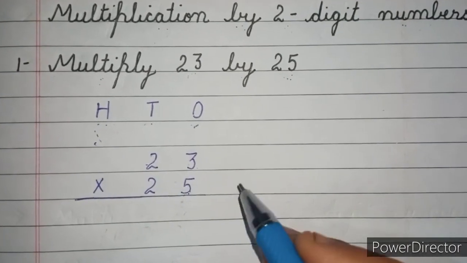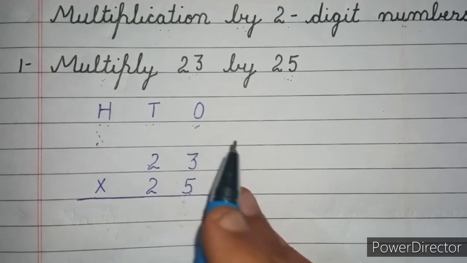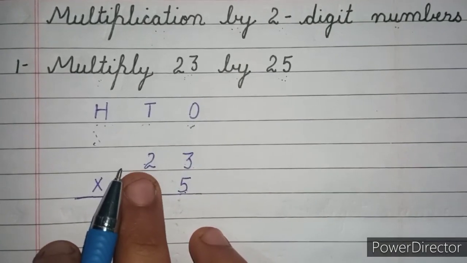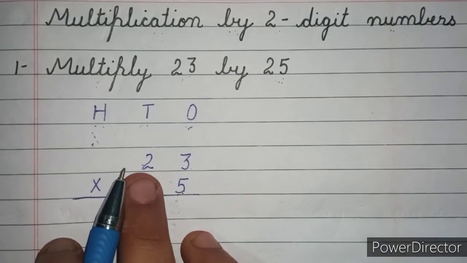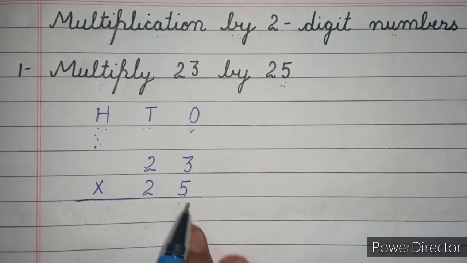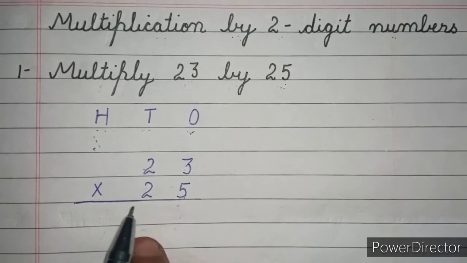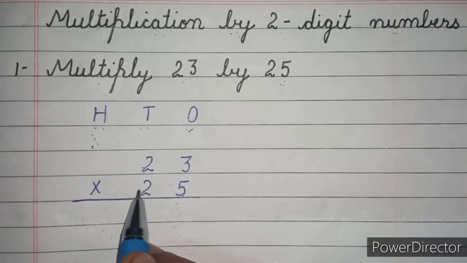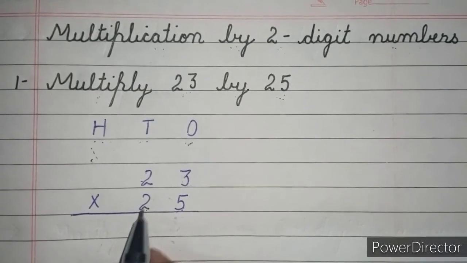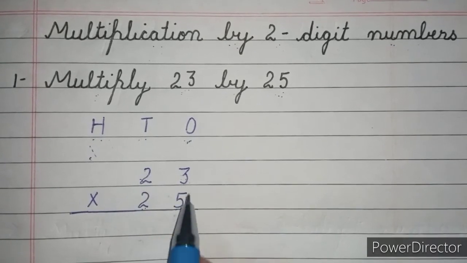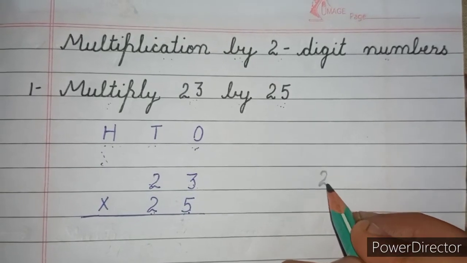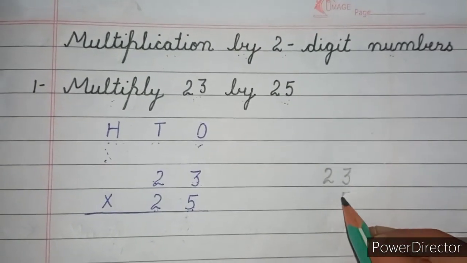Then we have to multiply at the ones column. Children, listen carefully. We will cover this 2 with the finger. Why would we cover this 2? Because at this time we have to multiply by 5. We will not multiply any number by 2. So first we have to multiply 23 by 5.